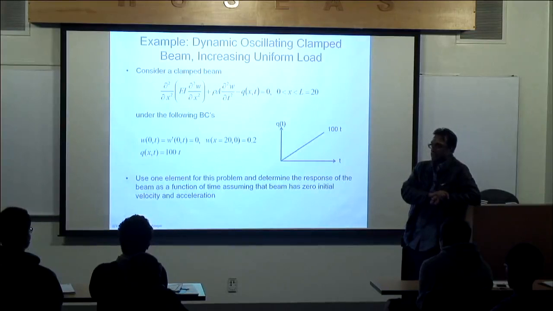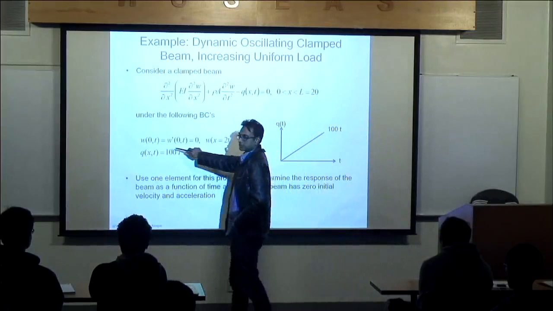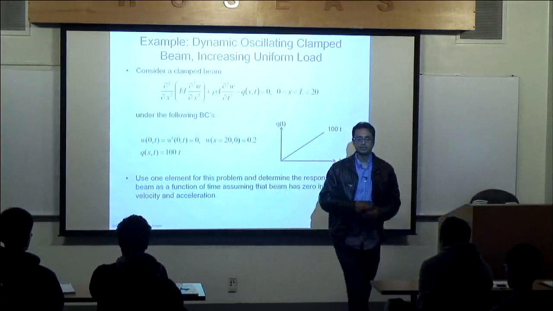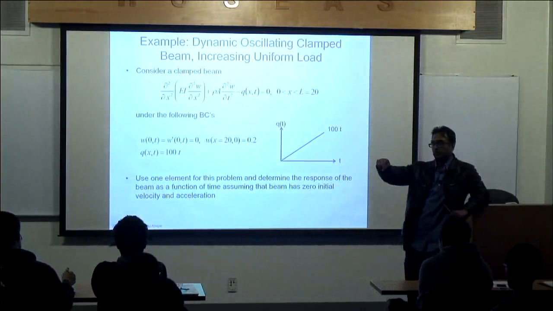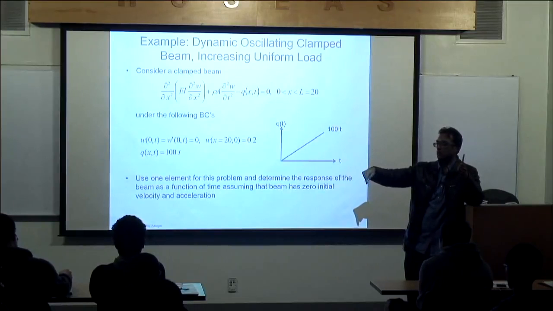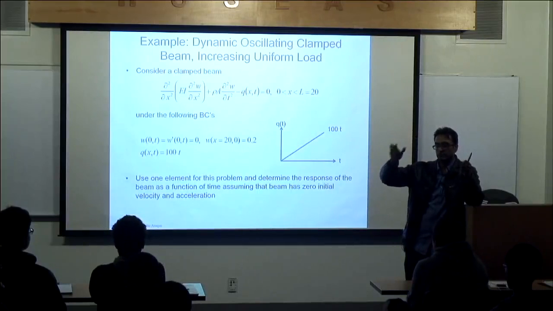So consider a clamped beam. It's clamped. The boundary conditions are as follows. Since it's clamped, the deflection and rotation are 0. On the right-hand side, I'm going to do something neat. At the very beginning, I'm going to apply an initial deflection of 0.2. So at time equals 0, I'm going to say the deflection is 0.2, and I'm going to let that go. Kind of like the person on the diving board example.